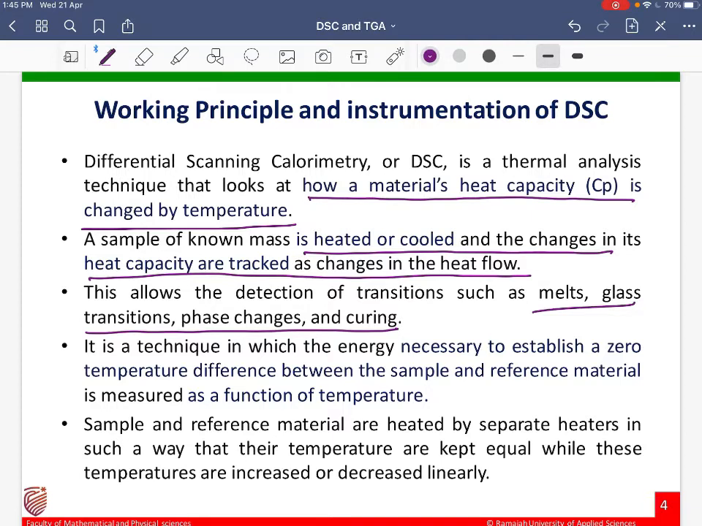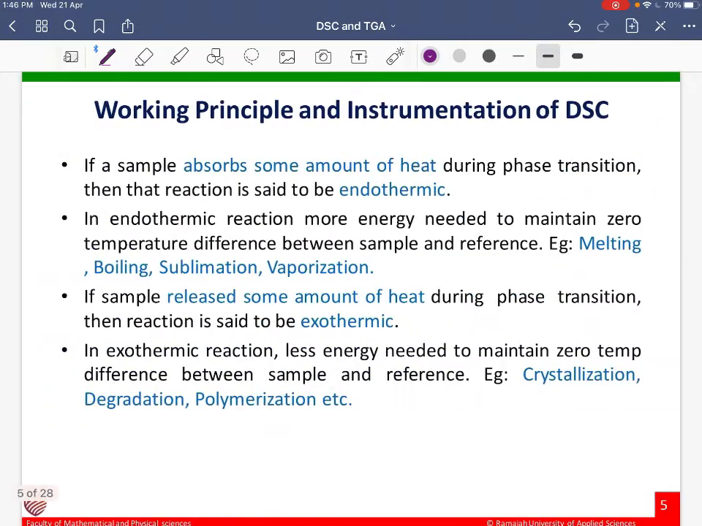Sample and reference materials are heated by separate heaters in such a way that their temperatures are kept equal while these temperatures are increased or decreased linearly. So as I said, we have to heat the sample and the reference material in such a way that their temperature should be the same, or we can say there should not be any temperature difference. And normally we heat both the sample and the reference material using different heaters.